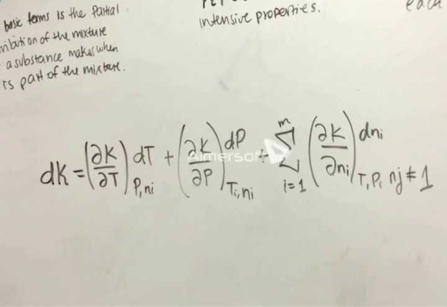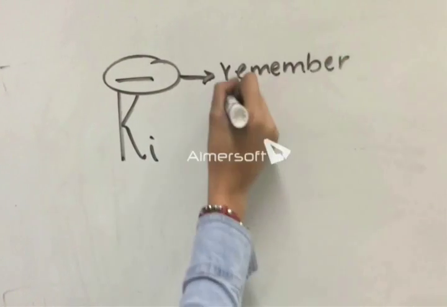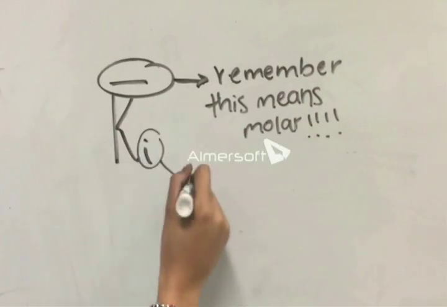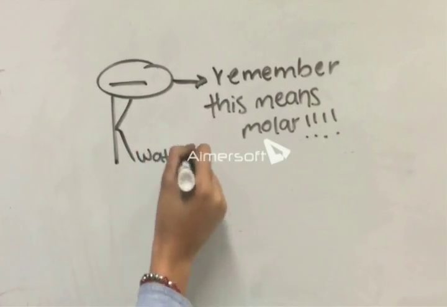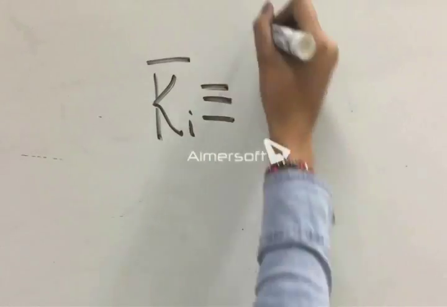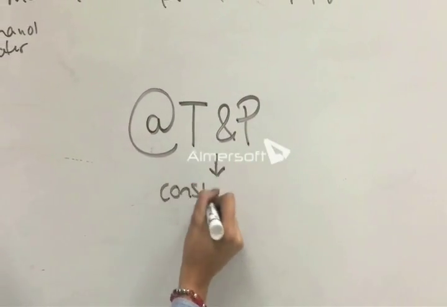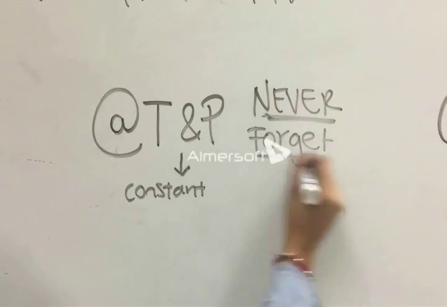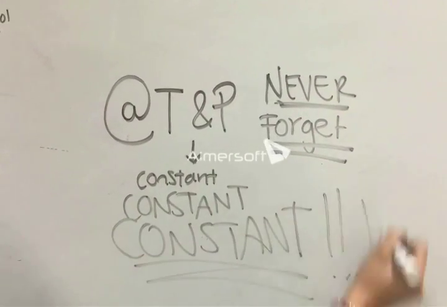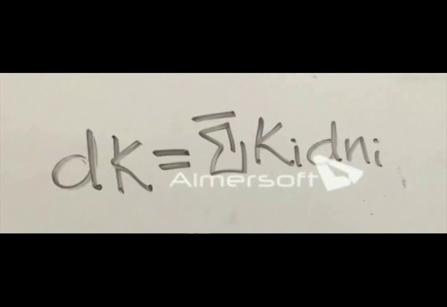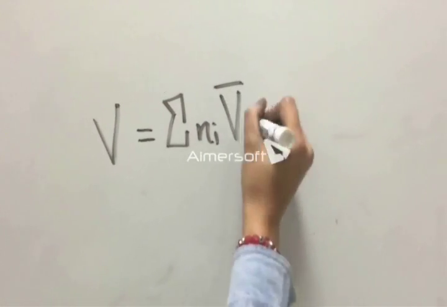So, the partial molar property is defined as the last term of the previous large equation. But never ever forget that it is always defined at phase equilibria. This means at constant temperature and pressure. So, for example, we will have the partial molar property and the partial molar volume.